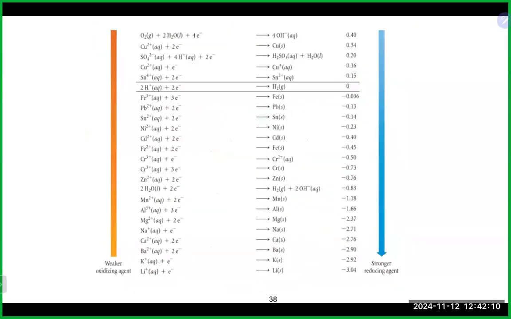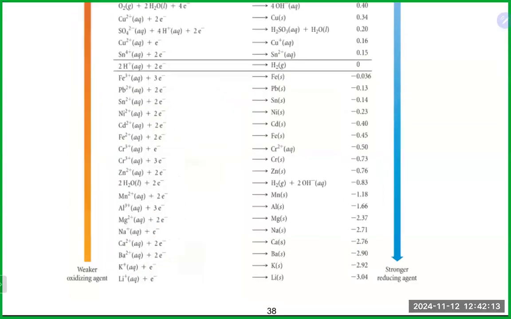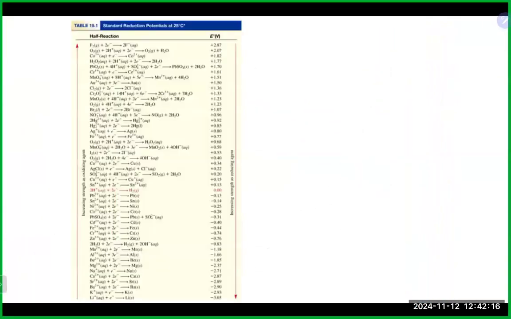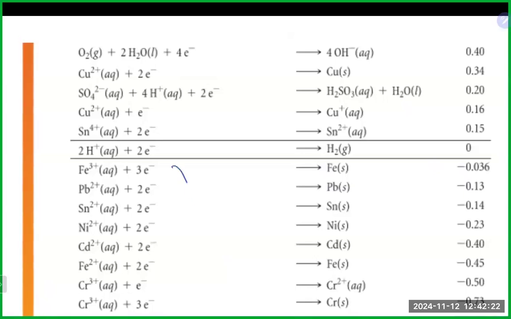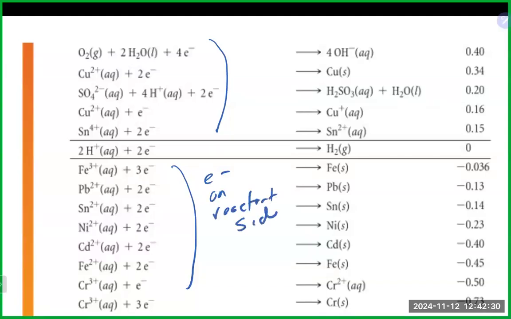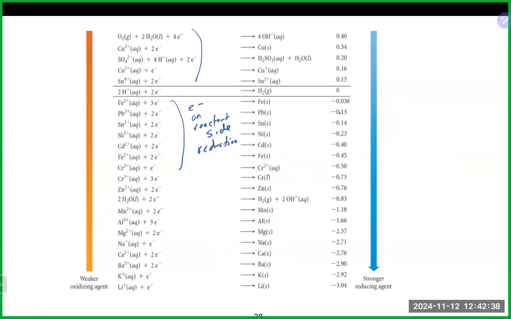So this is a table of all those values, which clearly you don't have to memorize. They will be given to you. But when we look at this table, pretty much all these reactions are reduction reactions, because we see electrons on the reactant side. So these are all reduction reactions, which, as I mentioned a second ago, means that one of the values that you find in that table does need to be reversed.